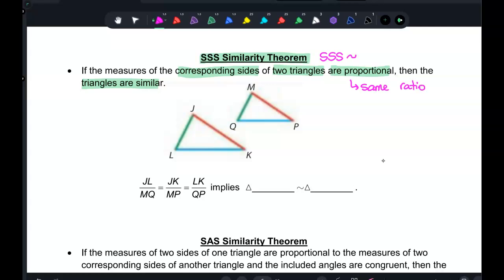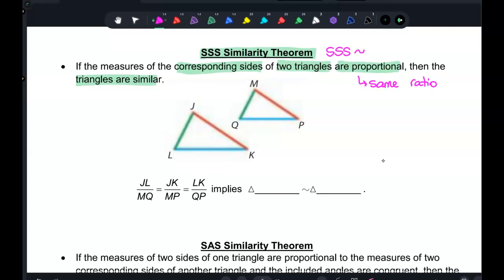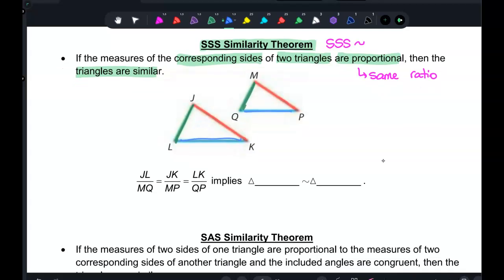Okay, and you can kind of see it on mine here with the color. So JL has the same proportion to MQ as JK is to MP. And that has to have the same ratio as LK to QP. And then we can say triangle LJK is similar to triangle QMP.